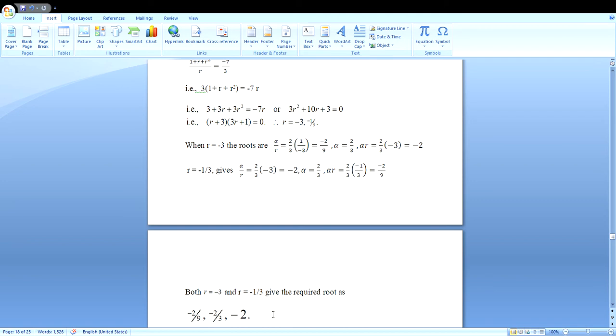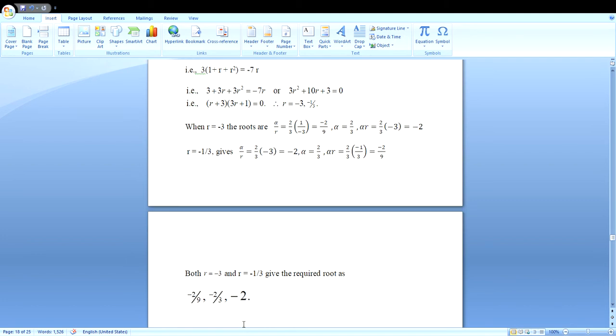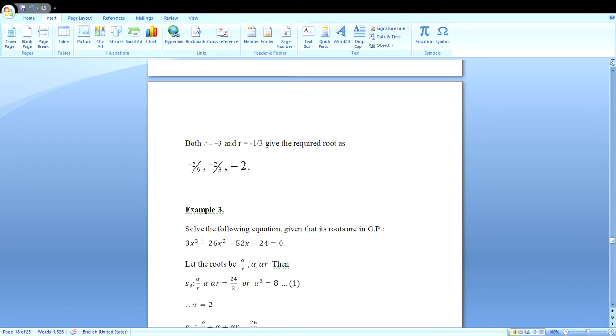That is, the required roots are minus 2 by 9, minus 2 by 3, minus 2, which are in GP. Let us see another example. Solve the following equation given that its roots are in GP. The equation is 3x cube minus 26x square minus 52x minus 24 equal to 0. Let the roots be alpha by r, alpha, alpha r.